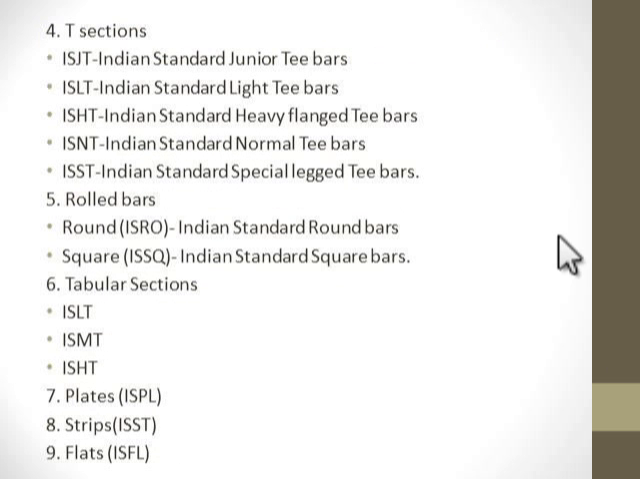And coming to the T sections, there are also five types. ISJT is the junior T bars, ISLT is the light T bars, ISHT is the heavy flange T bars, ISNT is the Indian standard normal T bars. And next, coming to the rolled bars, it is of two types: round and square.